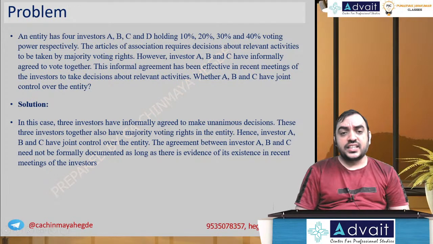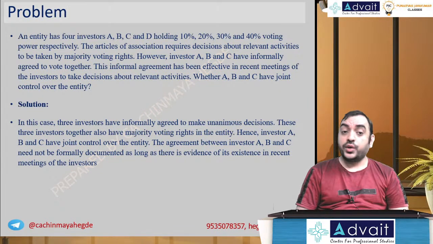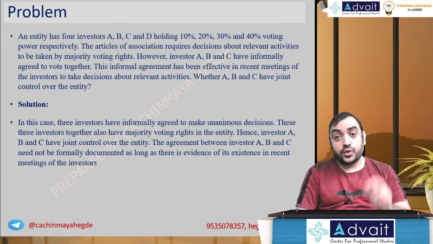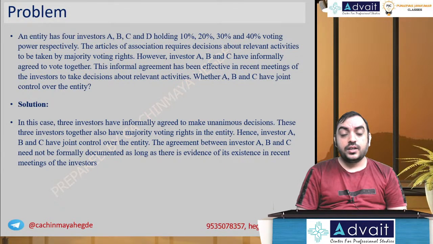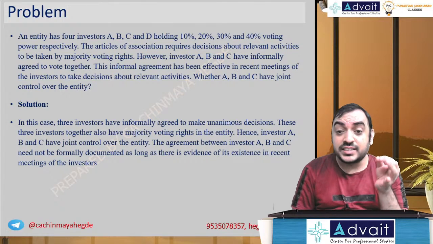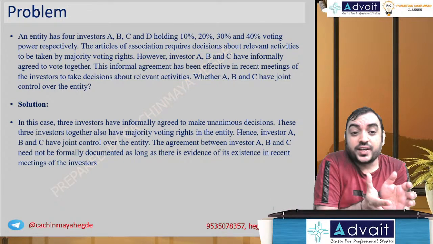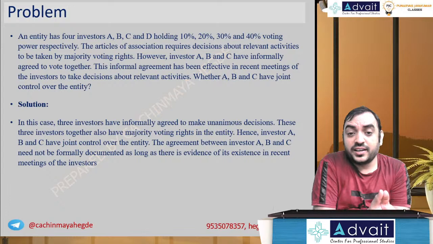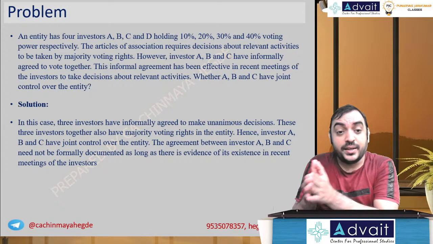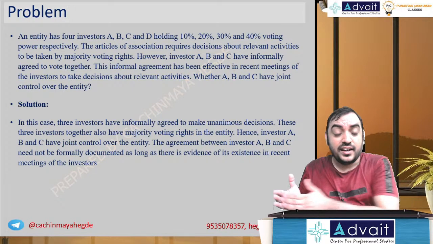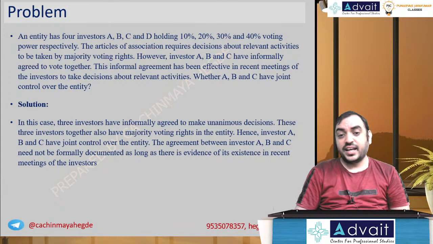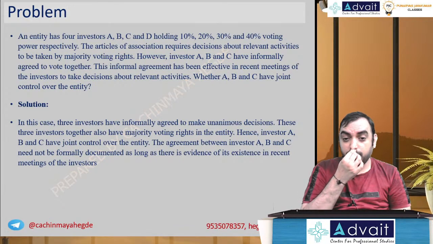An entity has four investors A, B, C, D holding 10, 20, 30, 40 voting rights respectively. Articles require a decision about relevant activities taken by majority of the voting rights. However, investors ABC have informally agreed to vote together. This informal agreement has been effective in recent meetings of the investors, taken to the decisions of the relevant activities. Whether ABC have a joint control.